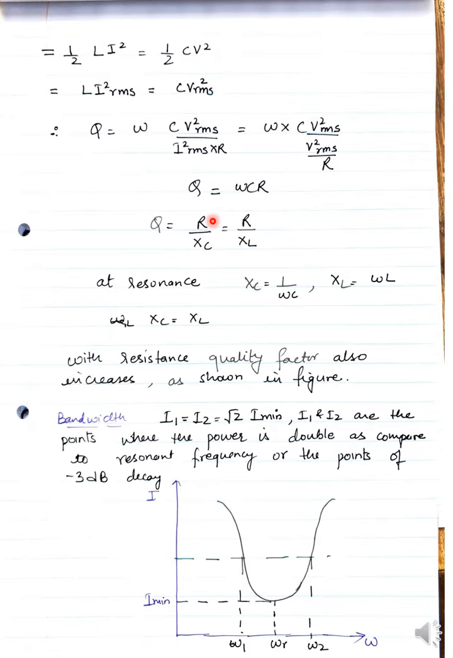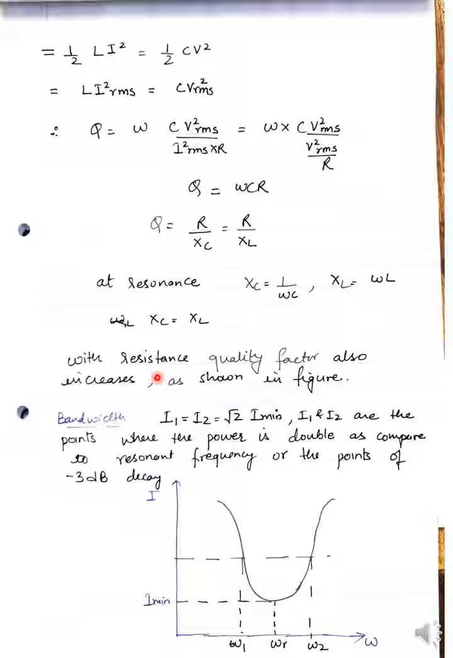If you want to write in terms of reactance, then it will be R divided by XC and R divided by XL, as XC is equal to XL. So at resonance we know that XC is equal to this, XL equals to this, XC is equal to XL. With resistance, quality factor also increases as shown in figure.